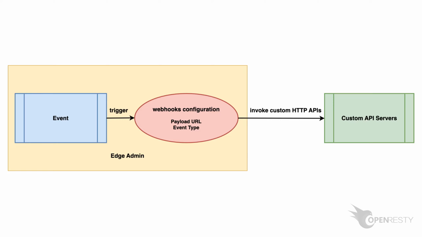Today, I demonstrate another feature in OpenResty Edge. That is, how to use webhooks. Webhooks can be triggered when an event of interest occurs, such as a gateway server offline event. Edge admin will then send HTTP requests to your custom HTTP APIs automatically upon subscribed events.